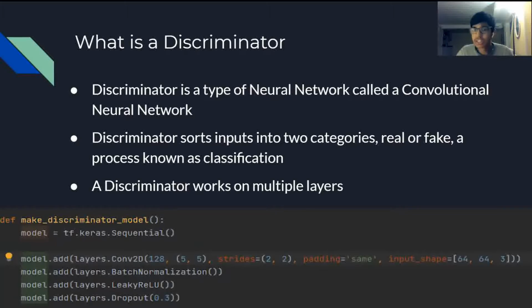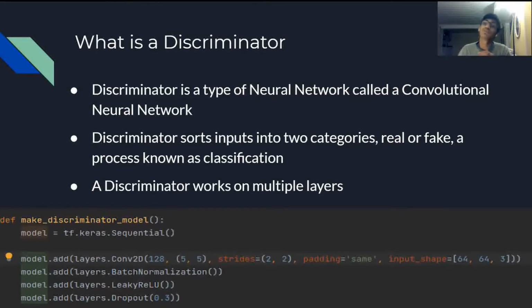Now, the discriminator is what receives it from the generator. This is a type of neural network. It's a convolutional neural network. What a convolutional neural network means is that it receives, before sending it off to the deep learning network, it'll start to organize the order of importance of the information that it receives.